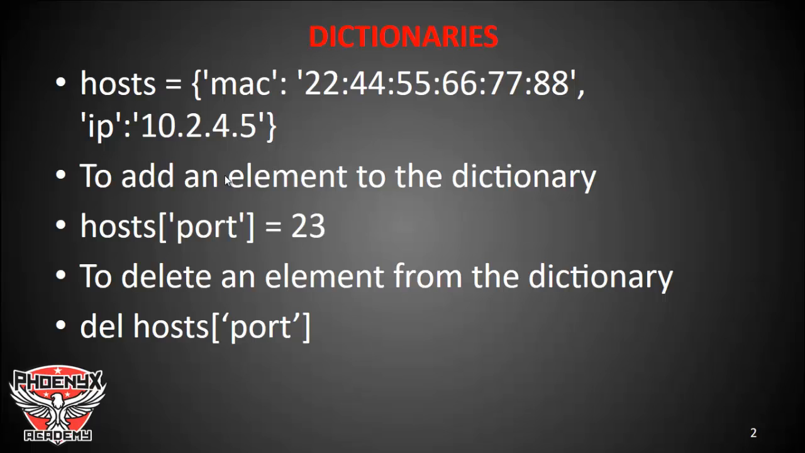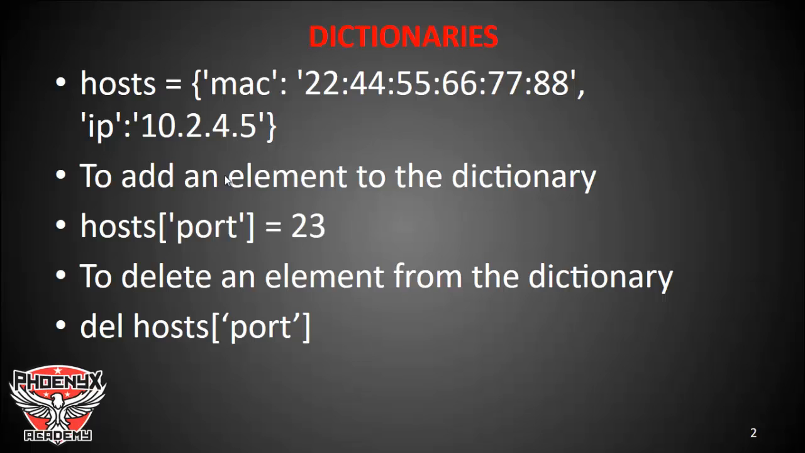So, for instance, we can create a dictionary called host, and then we can assign it the following elements. Each element will have a key and then a value. So we have the key as mark, and then we have the value as 222, 444, 555, 666, 777, and 888. And then we have another element with the key IP and with the value 10.2.4.5.